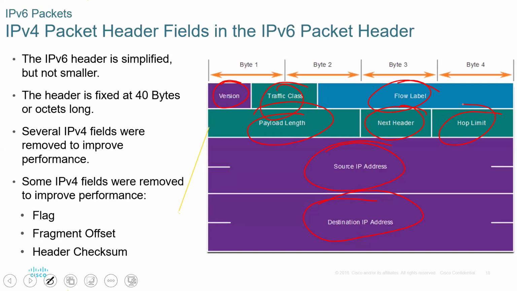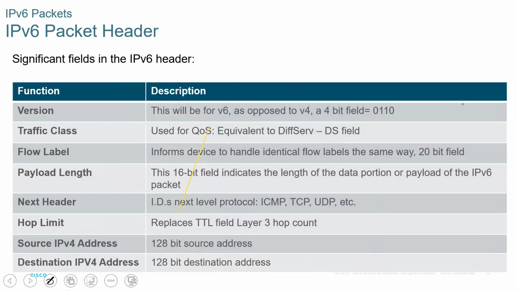So several fields were removed from IP version 4 to improve performance. Things that were removed, like the flags, the fragment offset, and the header checksum, are all removed from IP version 4. The hop limit is like the TTL in IP version 4. We talked about the TTL, and that's the hop limit in IP version 6. All right.